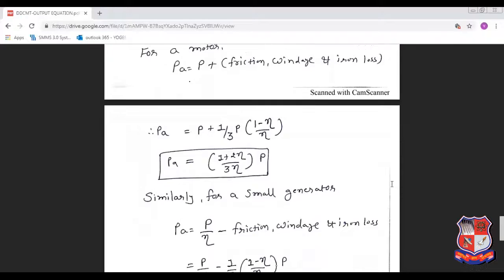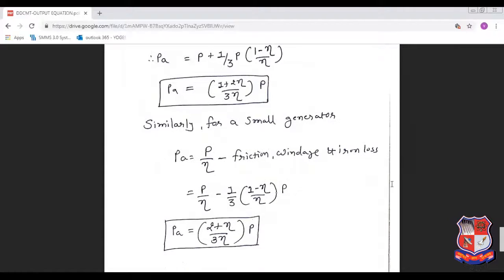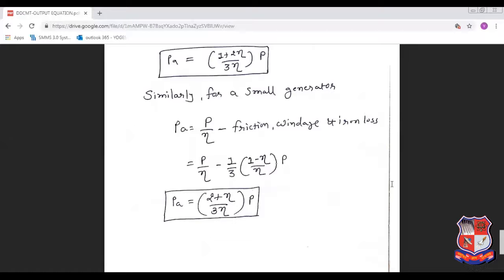Similarly, for a small generator, power developed by armature PA is equal to P by efficiency minus friction, windage and iron loss. So PA is equal to P by efficiency minus 1 by 3 in the bracket 1 minus efficiency divided by efficiency into P. Now simplify the equation, we get power developed by the armature PA equal to in the bracket 2 plus efficiency divided by 3 efficiency into P.